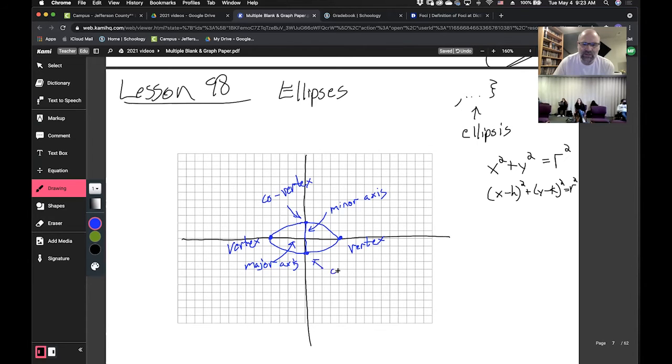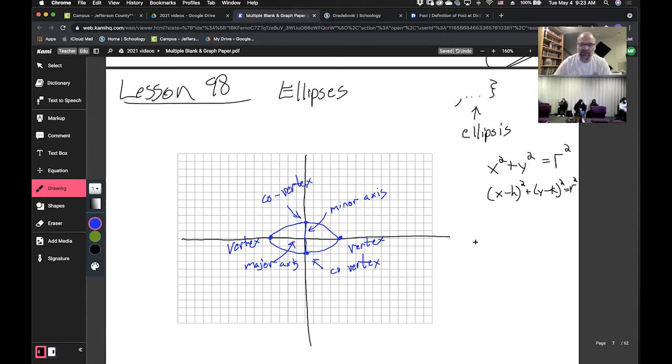Here's another co-vertex. So you have vertices and co-vertices, okay? Make sure you know both. The vertices are on the major axis, the wider ones, or the ones farther from the center. And then the co-vertices are on the minor axis.